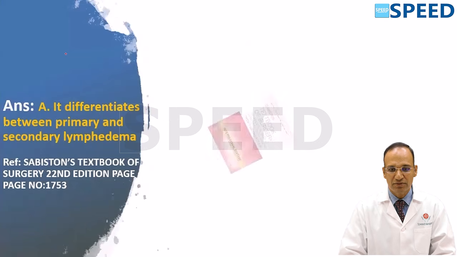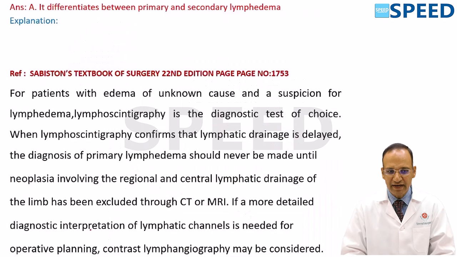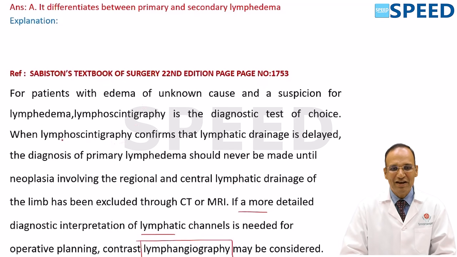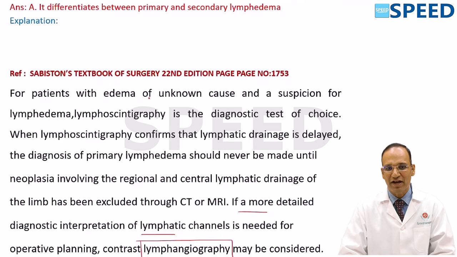See that. If a more detailed diagnostic interpretation of lymphatic channels is needed, you need to do a contrast lymphangiogram. Clear? For a patient with an edema of unknown cause, on suspicion of a lymphedema, lymphoscintigraphy is the diagnostic test of choice. When lymphoscintigraphy confirms the lymphatic drainage is delayed, the diagnosis of primary lymphedema should never be made until a neoplasia involving the regional central lymphatic drainage of the limb has been excluded by CT or MRI.